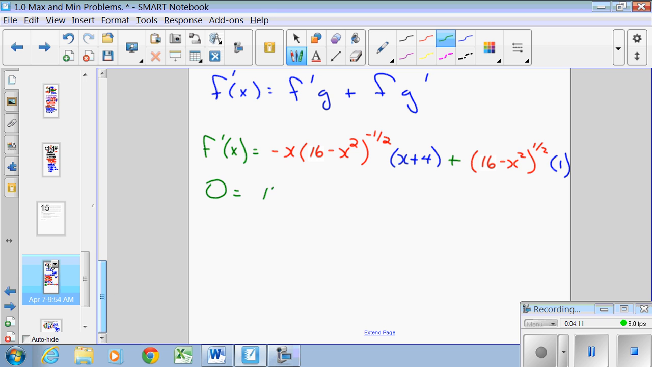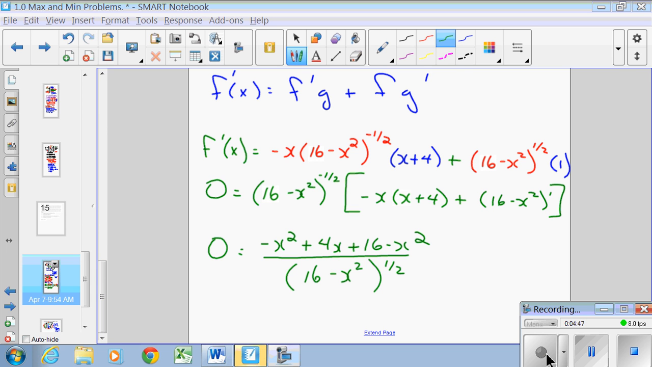We want to take the (16 minus x squared) to the negative 1/2 out of the expression. It's in both terms, 16 minus x squared. Again, you take out the smallest number. So we have a negative x left over with x plus 4. And then if you factor the negative 1/2 out from the positive 1/2, we are left with (16 minus x squared) to the 1. And that's still times 1. So let's simplify this a little bit more, and then we're going to solve it.